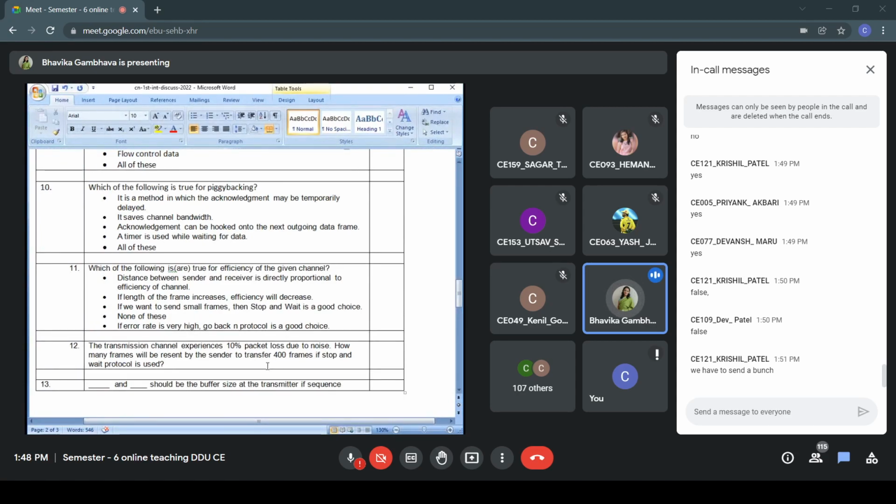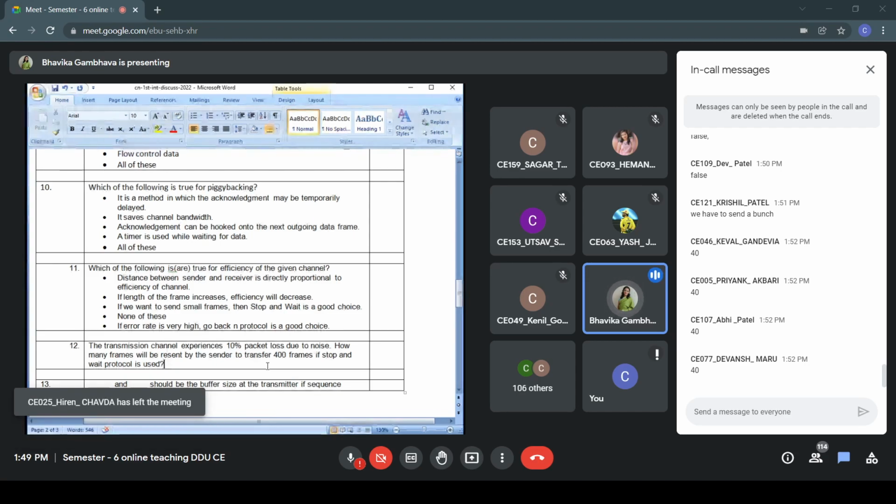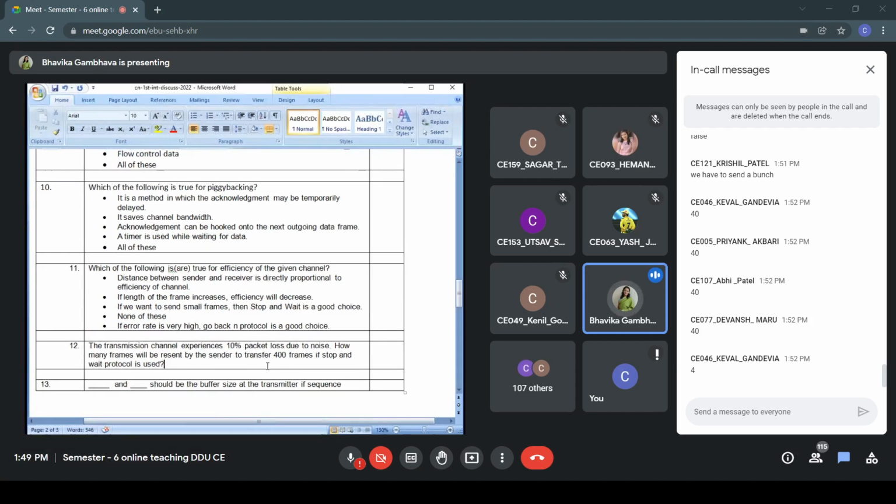So when you send 400 frames, how many frames will be dropped out of them? 40. Right. And when you are sending these 40 frames, your channel again has the same characteristic, 10% of the frames will be lost. So out of these 40, again 4 will be sent. So what do you think should be the answer to this? Yes. How many of you wrote 44?